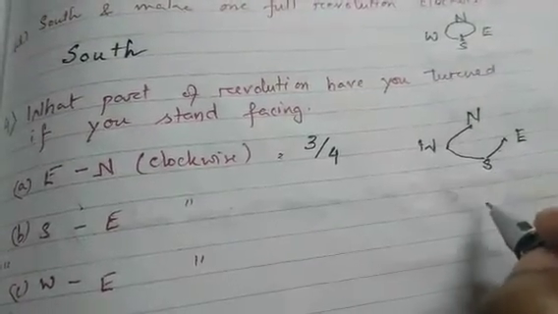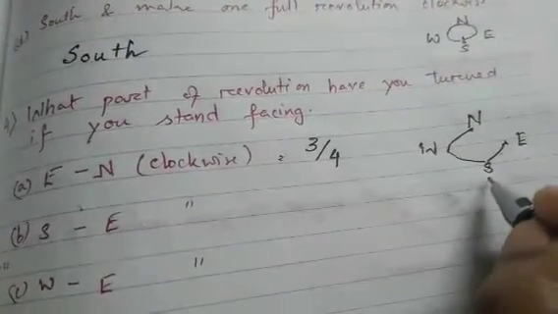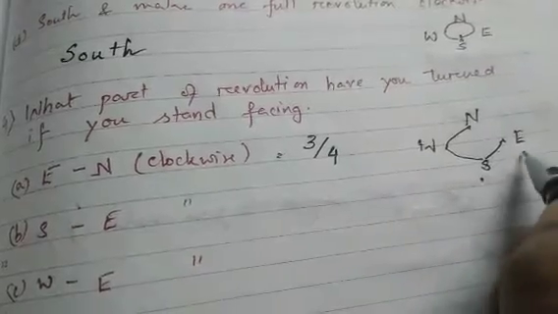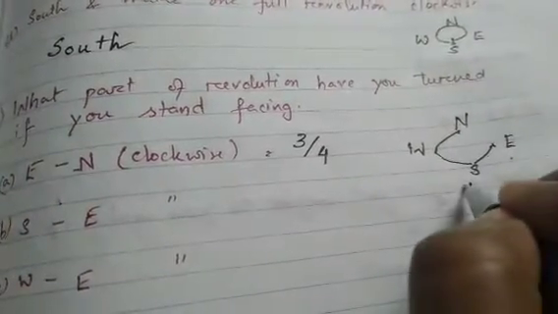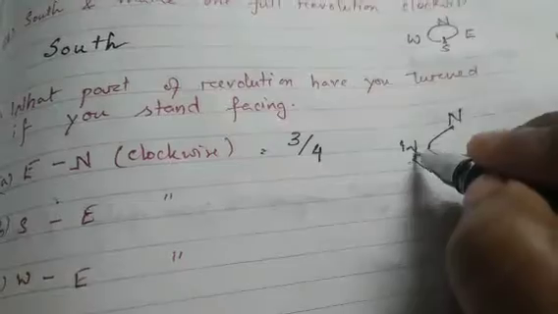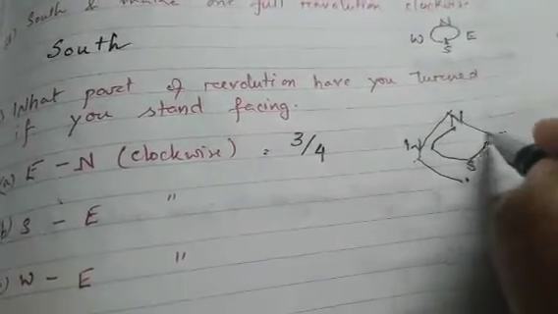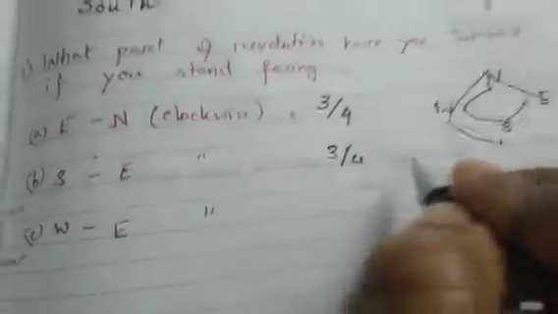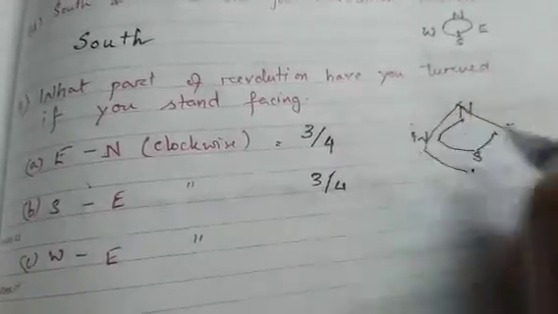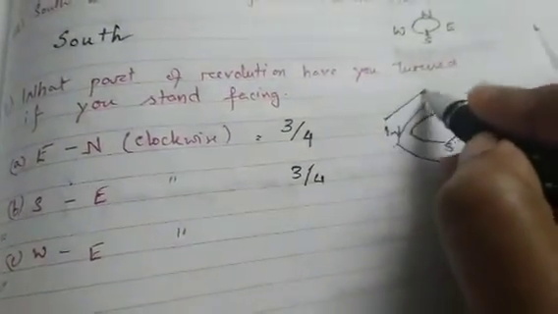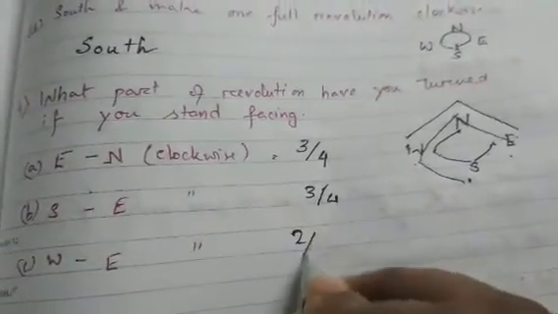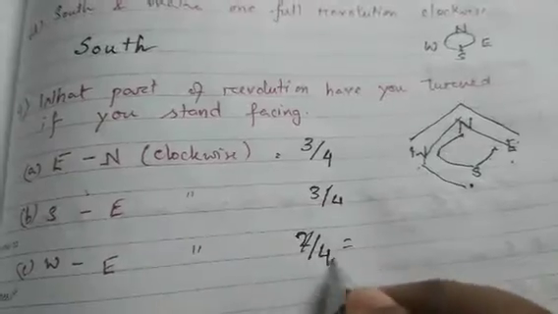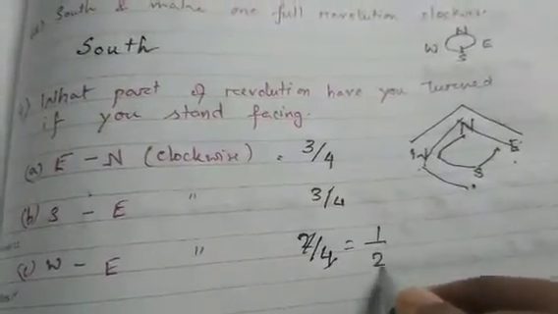Next you are facing south and going to east. So 1, 2, 3. Again 3 by 4. You are facing west and going east. So 1, 2. So next it is 2 by 4 and if you cancel it, it will be 1 by 2. Okay?